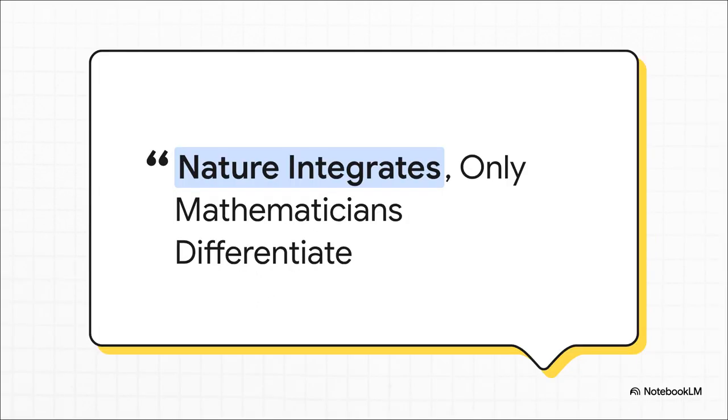Okay, let's dive into this with a statement that completely flips how we usually think about mathematics and reality. The source material presents this incredible philosophical hook. Nature integrates, only mathematicians differentiate. I absolutely love this quote. It immediately challenges our deepest assumptions about math. It kind of suggests that the highly complex way human beings have been trained to calculate and solve problems on a chalkboard might actually be fundamentally at odds with how the physical universe simply operates all around us.